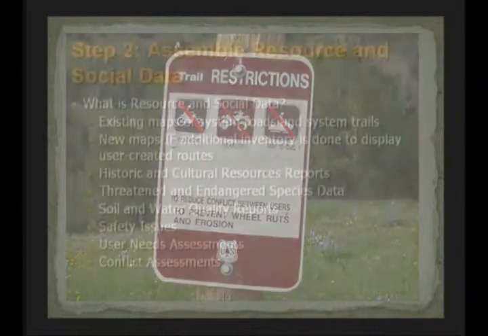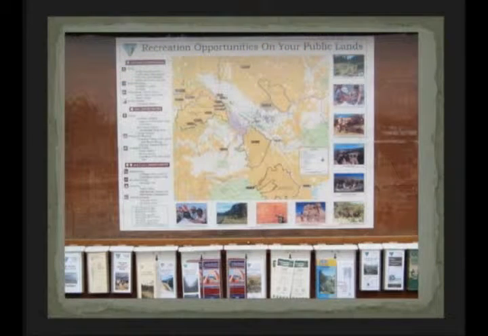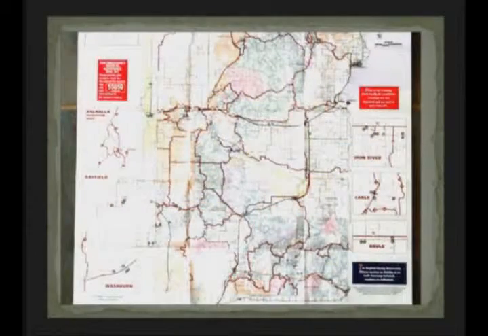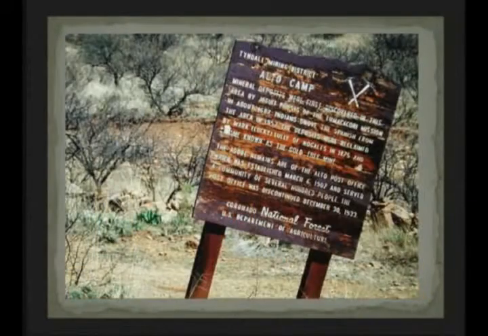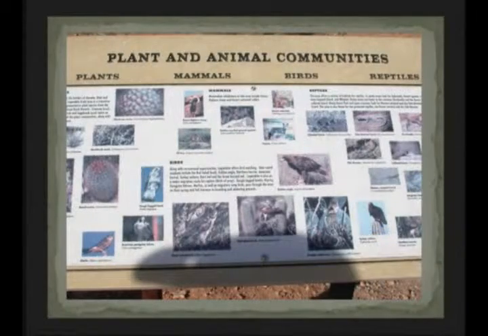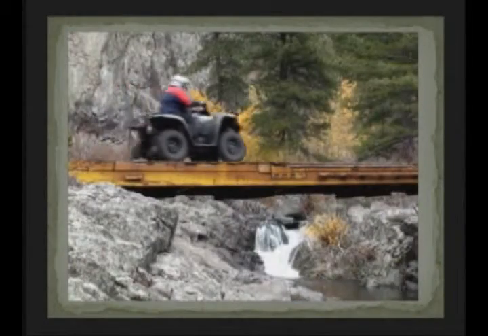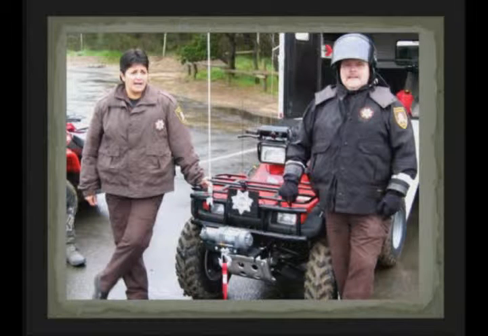Step 2 requires assembling resource and social data. But what is resource and social data? It is existing maps of system roads and system trails. New maps if additional inventory is done to display user-created routes. Historic and cultural resources reports. Threatened and endangered species data. Soil and water quality reports. Safety issues, user needs assessments, and conflict assessments.